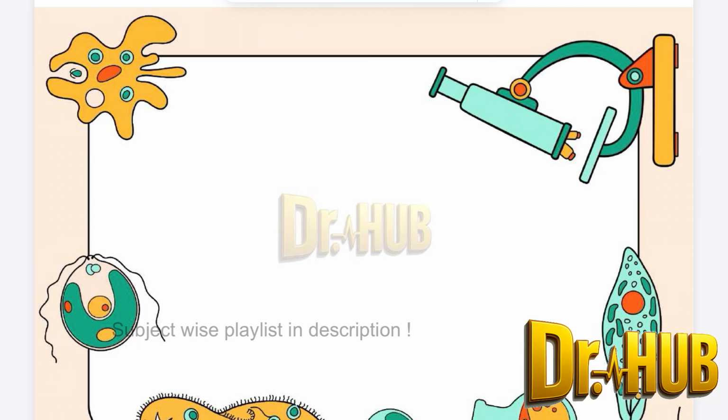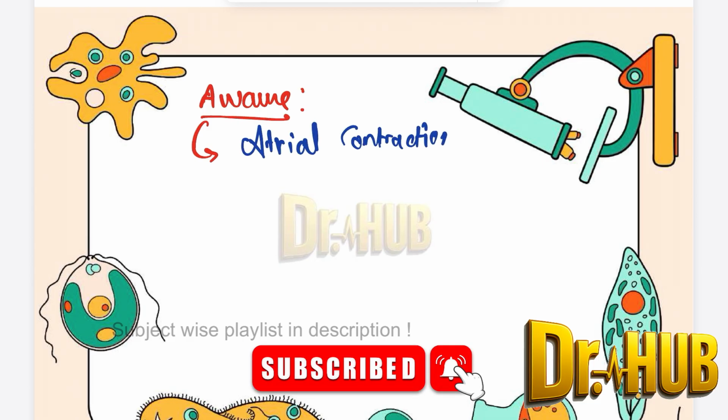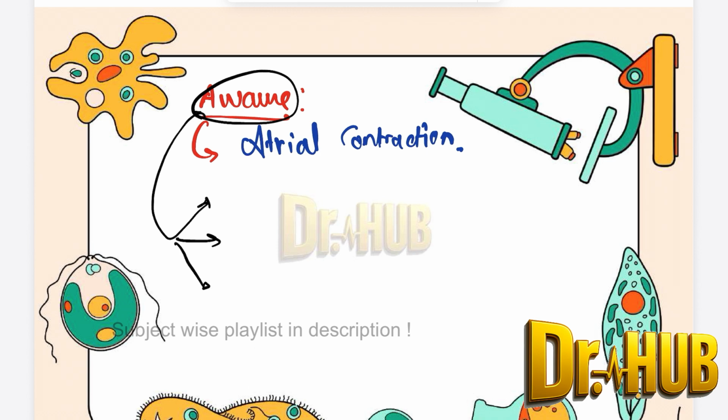So first is the A wave. The A wave corresponds to the atrial contraction. A stands for the atrial contraction. So what are the abnormalities associated with this wave? They include the prominent A wave. Next, there can be a cannon A wave. And lastly, there can be an absent A wave.